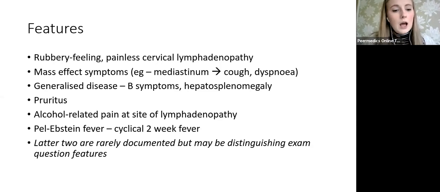And something that's also rarely associated with it, more so on paper than in reality, is something called a Pel-Ebstein fever, which is only ever referred to as a Pel-Ebstein fever in relation to Hodgkin's lymphoma. But it's a cyclical 2-week fever of gradually increasing temperature, gradually decreasing, gradually increasing. You get it as well with things like malaria sometimes, but Pel-Ebstein is specific to Hodgkin's lymphoma.